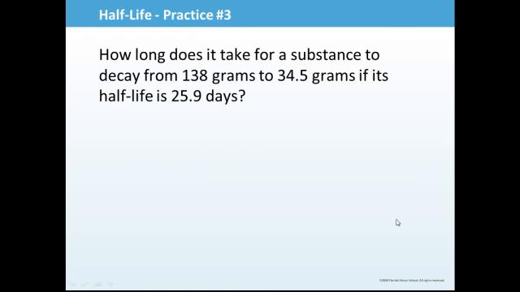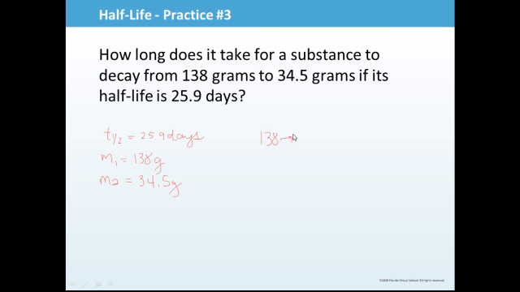Please pause this recording and try this last practice problem. Welcome back. How long does it take for a substance to decay from 138 grams to 34.5 grams if its half-life is 25.9 days? Alright, so this one we know the half-life is 25.9 days. We know the initial mass is 138 grams. We know the final mass is 34.5 grams. We need to figure out how many half-lives it underwent.